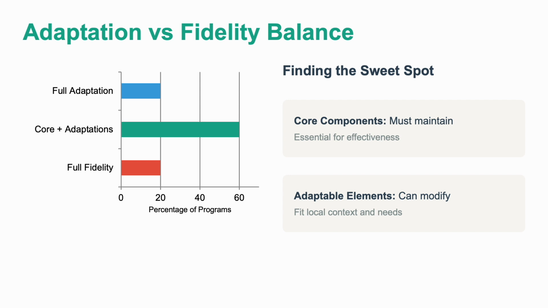Adaptable elements can be modified to fit local context and needs. These include delivery methods, scheduling, materials, language. Research should identify which components are core versus adaptable. This requires understanding not just what works, but why and how it works. Mechanism understanding enables appropriate adaptation.